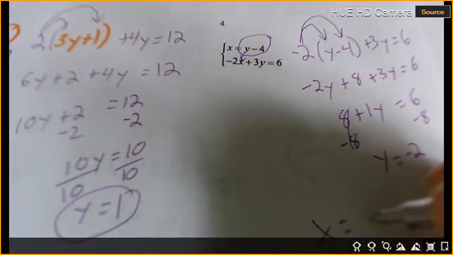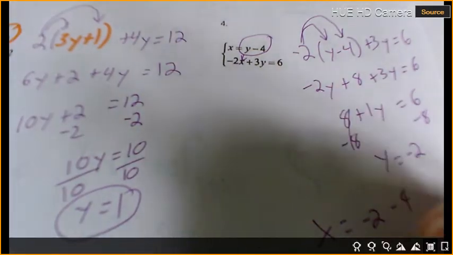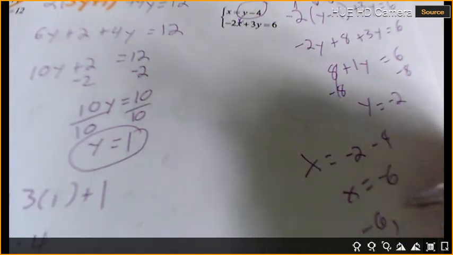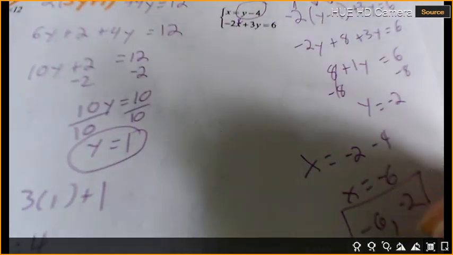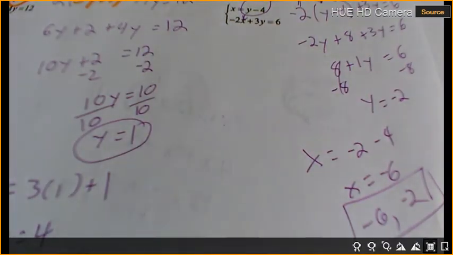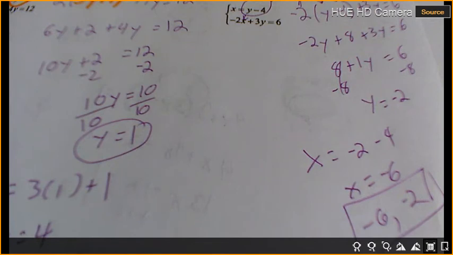Then I'm going to plug it in. x equals negative 2 minus 4. So x equals negative 6. So negative 6, negative 2 is my answer. Okay? That's it. We are now going to get homework based on this. And I feel like this is easier than graphing. I think elimination is even easier. It's what I prefer. It's algebra 1.